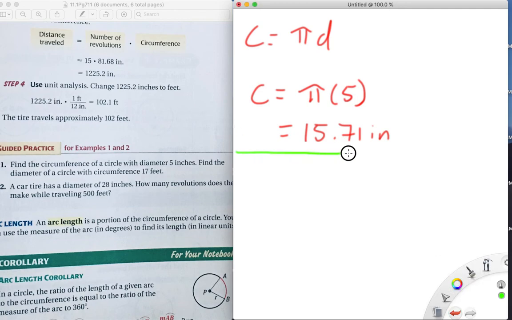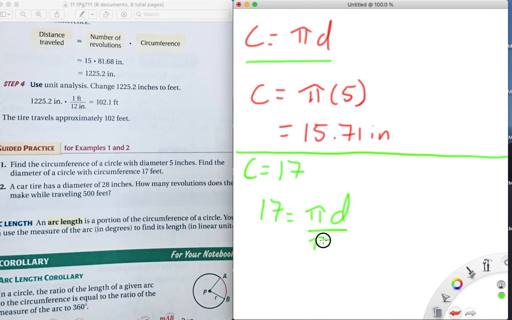So that's the first part of number 1. The second part of number 1 is that they give me the circumference and they want me to find the diameter. So using that same equation, circumference is equal to pi times d. I can say that 17 is equal to pi times d. Divide both sides by pi, and I get that the diameter is equal to about 5.41 feet. Okay, so that was number 1.